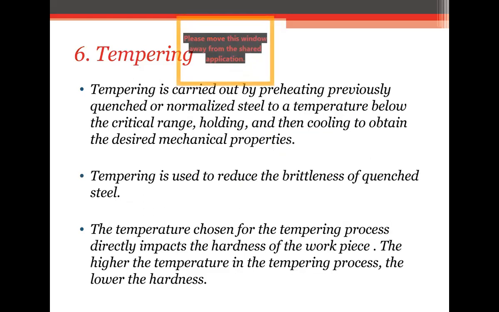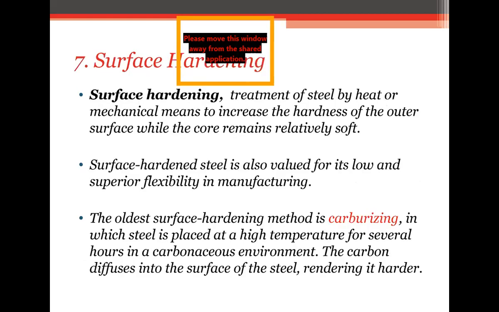Sixth one is tempering process. Tempering is carried out by preheating previously quenched or normalized steel to a temperature below the critical range, holding, and then cooling to obtain the desired mechanical property. Second point, tempering is used to reduce the brittleness of quenched steel. Third, the temperature chosen for the tempering process directly impacts the hardness of the workpiece. The higher the temperature in the tempering process, the lower the hardness.